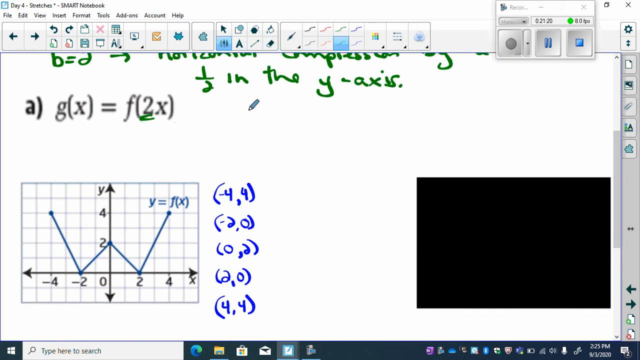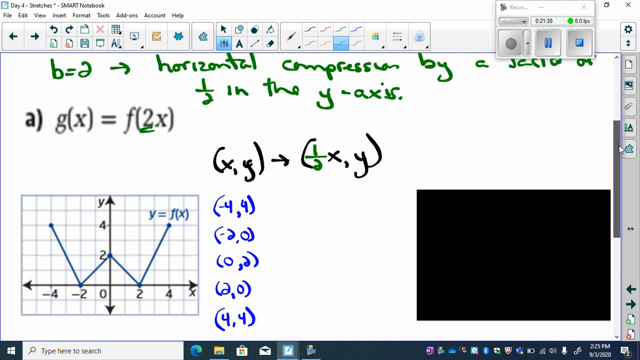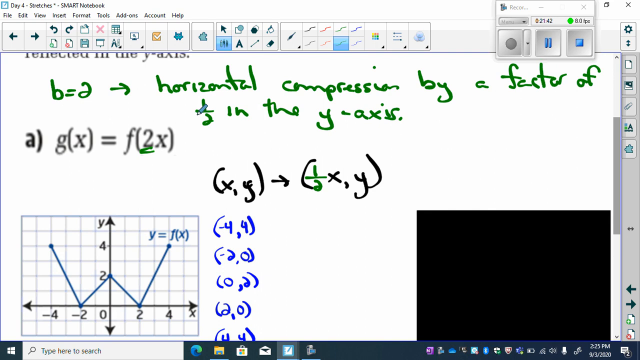Okay, the mapping rule is going to look like this: x comma y. What am I going to multiply the x values by? Here's the debate. Do I use 2 or 1/2? Well, the answer is 1/2. You multiply it by the horizontal stretch factor. So if b is 2, the horizontal stretch factor is 1/2. If b is 1/2, the horizontal stretch factor would be 2.